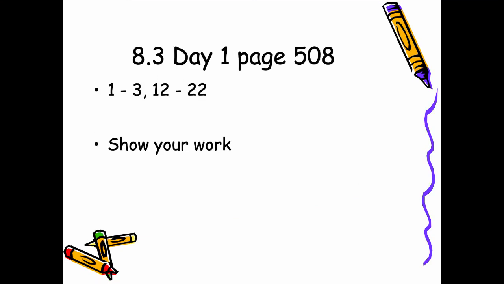That is all for section 8.3 day 1. We are learning how to multiply binomials together, either using the distributive property or the mnemonic FOIL. Multiply the first, then the outer, then the inner, then the last.